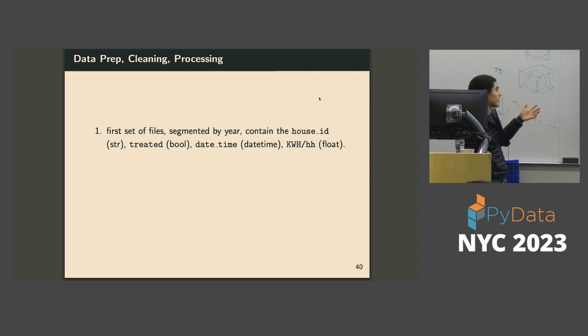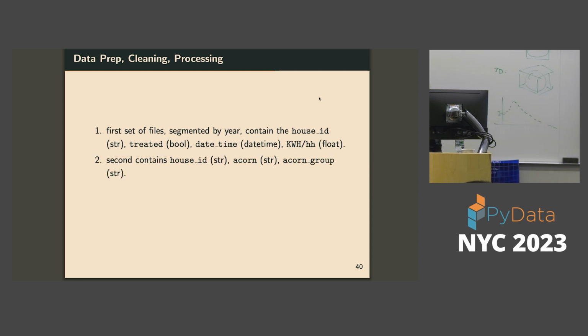So I'm going to create files that have the unique house ID, whether or not it was in the treatment group, what half-an-hour interval we're talking about, and the consumption for that half-an-hour interval. The other file is going to be the socioeconomic features. We haven't really talked about them that much, but it could be useful to bring them in at some point. I have a unique house ID, so I'm going to store a file with the unique house ID and the two socioeconomic features that I have, and that allows me to bring it in at any point that I want.